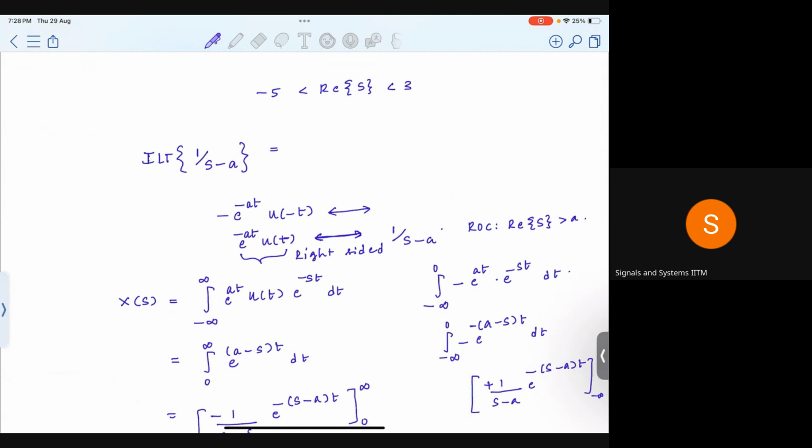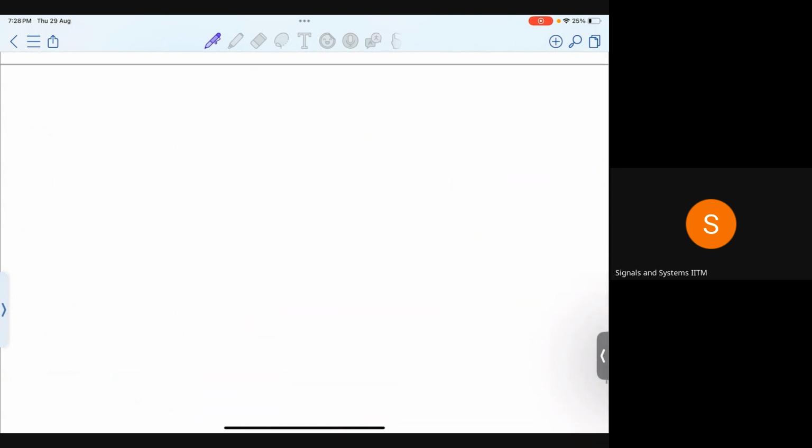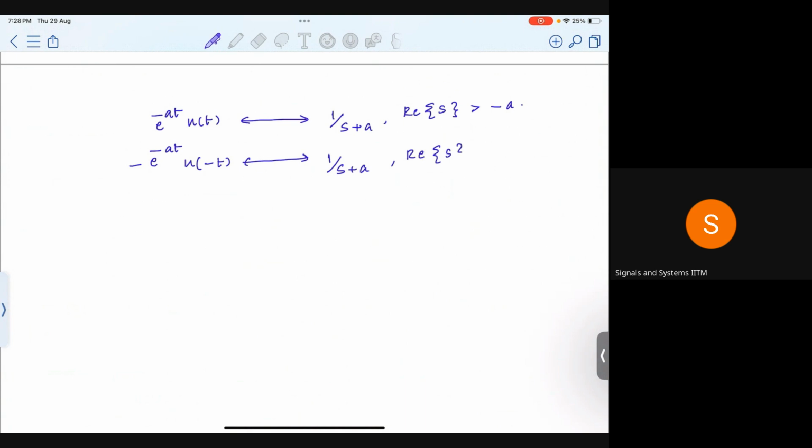All right, so note the following signals: e power minus at u of t has the Laplace transform 1 by s plus a, and it is a right-sided signal, so the real part of s is greater than minus a. And the other signal is minus e power minus at u of minus t. This is a left-sided signal, so its Laplace transform is also 1 by s plus a, but the region of convergence would be different.